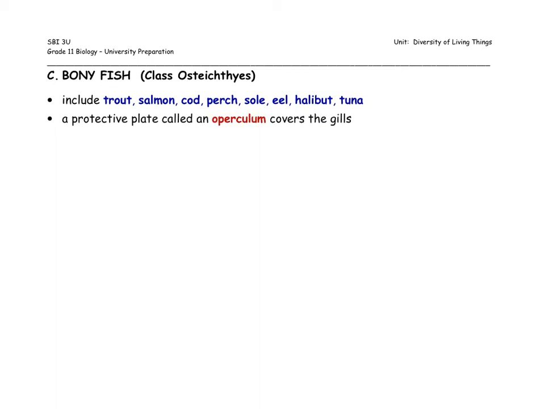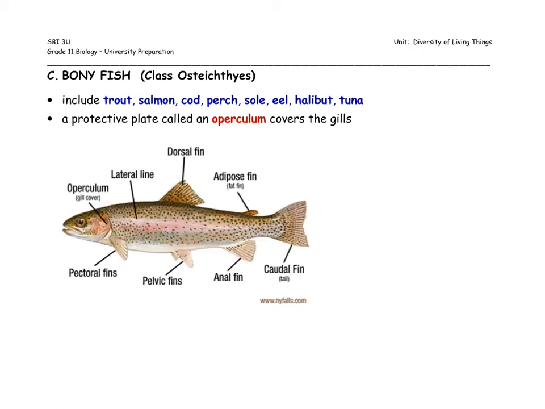Okay, they have this protective plate called an operculum that covers the gill. And again, if you have any experience fishing and you fillet a fish, you will know what I'm talking about. It's like this hard plate that we find just covering the gills right there. And you can imagine that its function is obviously to protect that respiratory organ.